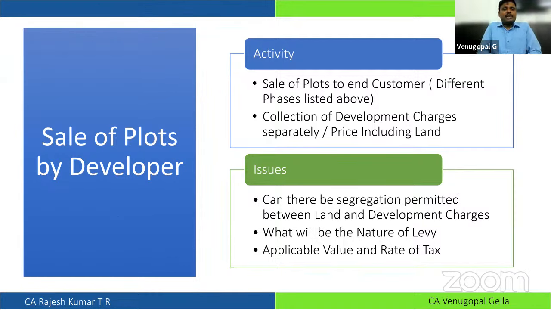Circular 177 also clarified, Schedule 3, Entry 5, sale of land is outside the purview of GST, and the same is applicable to a plot development, whether it is a developed plot or an undeveloped plot, whatever be the name you call. When a plot is being sold, there cannot be any GST on it. However, if the developer is entering two agreements, agreement one for sale of plot, agreement two, infra services.